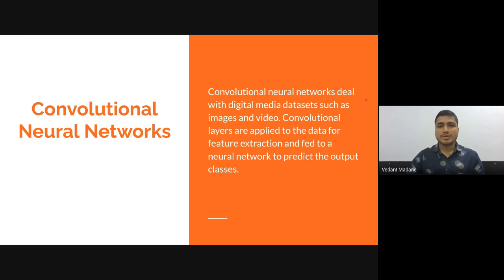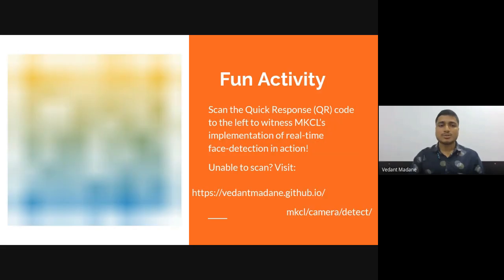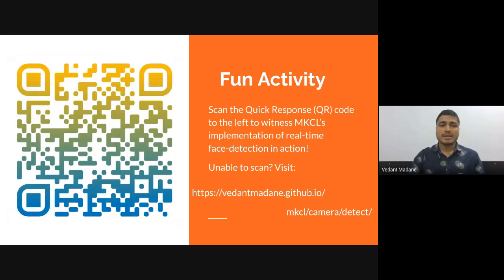This works best for visual sensory data, and it can be used for feature extraction. It means this is the given image. In that, can you detect the face? Is there random noise in the background? For that, you can go with CNN. So here we have implemented CNN in our own project in MKCL.